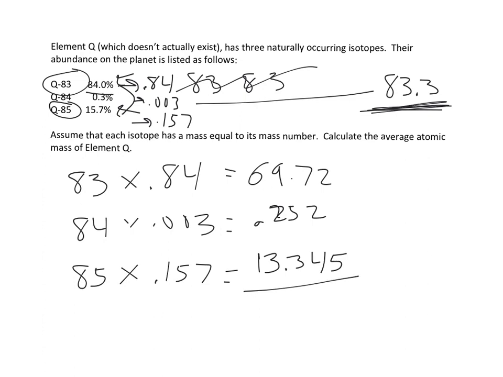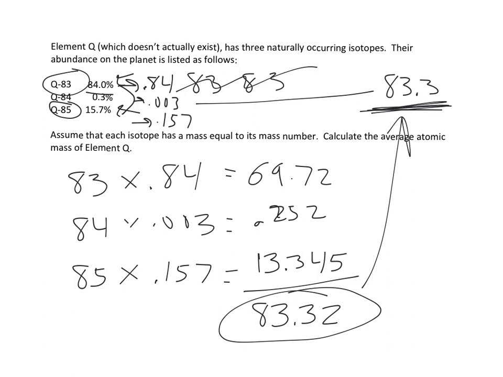So 69.72 plus 0.252 plus 13.345. I'm getting 83.317, and I'm going to round that to 83.32. And that is the average mass of this element, which is pretty close to what I guessed. I guess you'll have to trust me that I guessed that. But this answer makes sense.